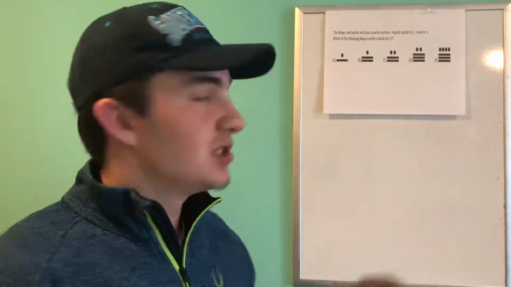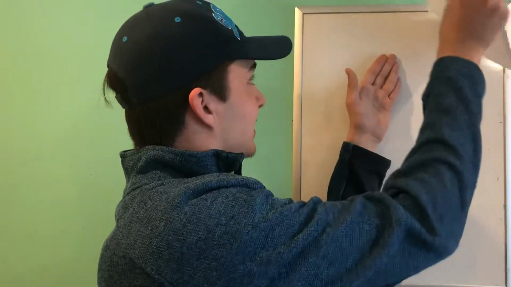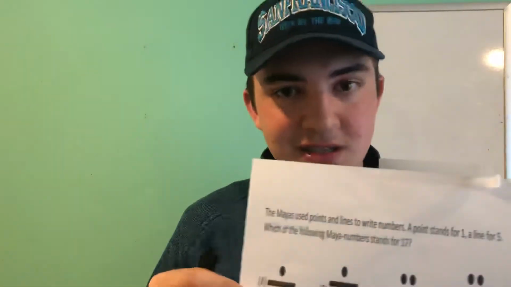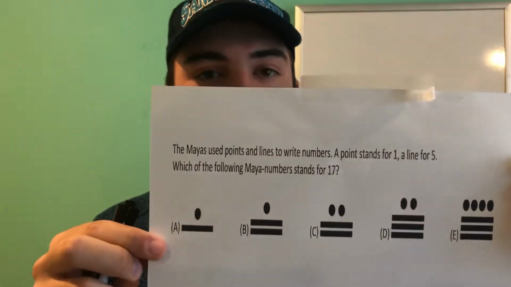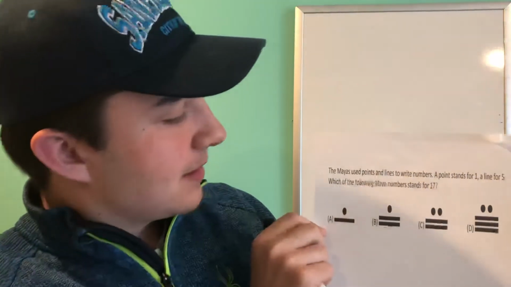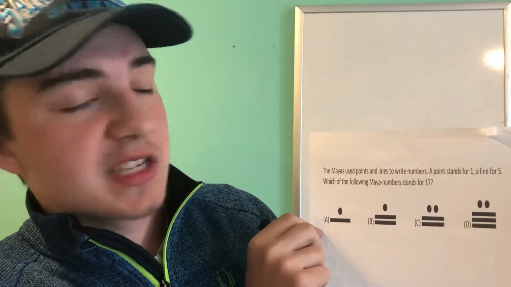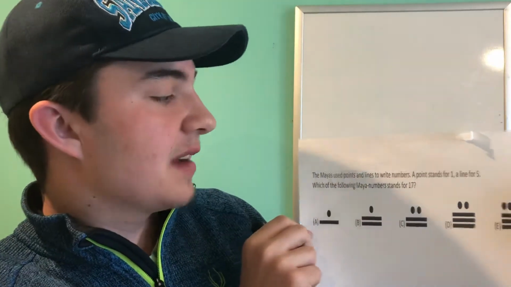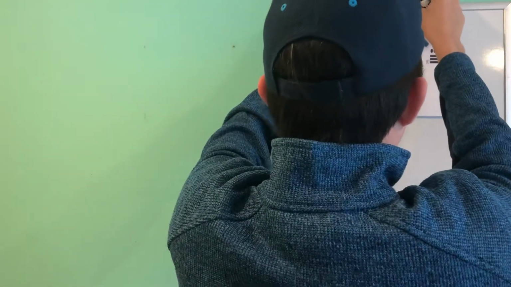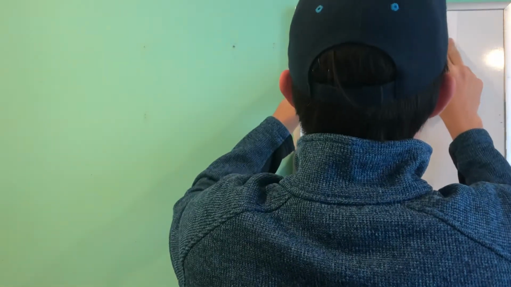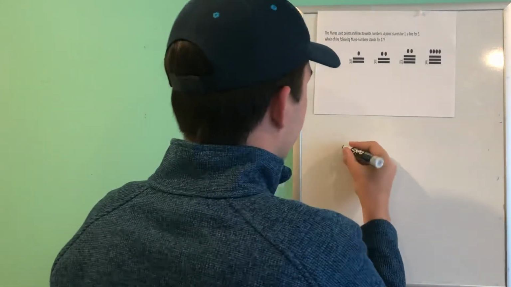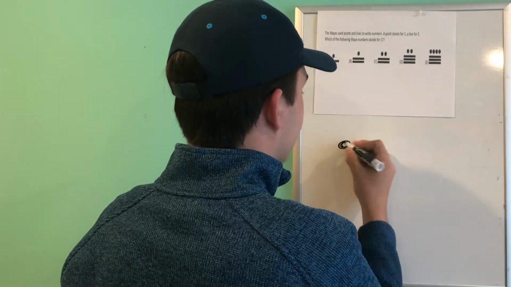So I'll start with question number 1. I'll bring it close to you guys so you can see it. There it is, question 1. The Mayas used points and lines to write numbers. A point stands for 1, a line for 5. Which of the following stands for 17? Right, so I'll start off by drawing the first one. So the first one is a dot and a line, right?